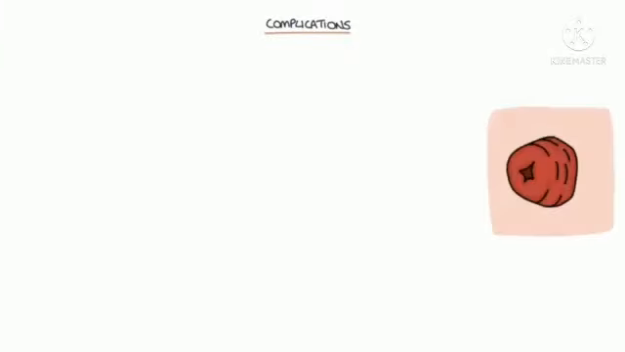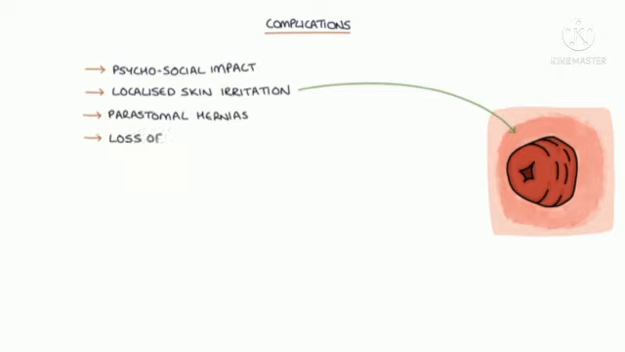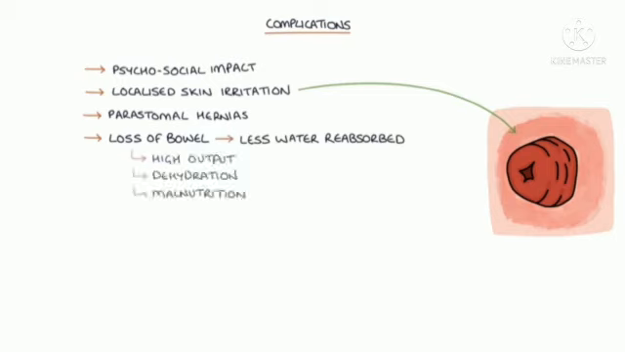Let's talk about the complications of stomas. Stomas have a number of possible complications. There's a significant psychosocial impact. There can be localized skin irritation. Parastomal hernias can form with weakness in the abdominal wall around the hernia and bulging of the abdominal contents around the hernia. Loss of the length of bowel distal to the stoma means there's less water reabsorbed from the stools, which can lead to a high output from the stoma, dehydration, and malnutrition.